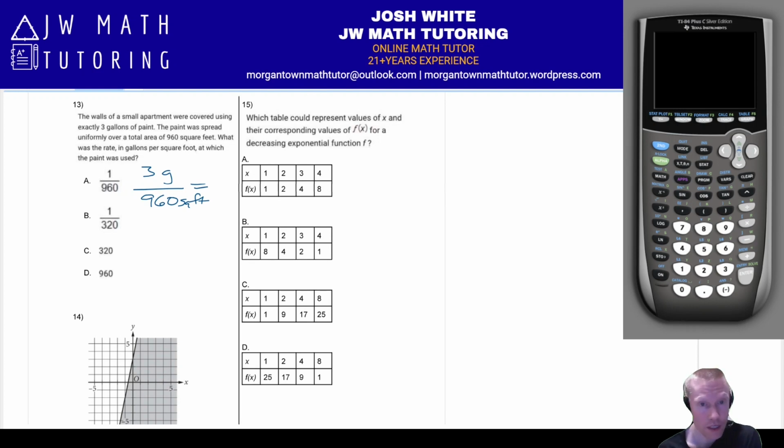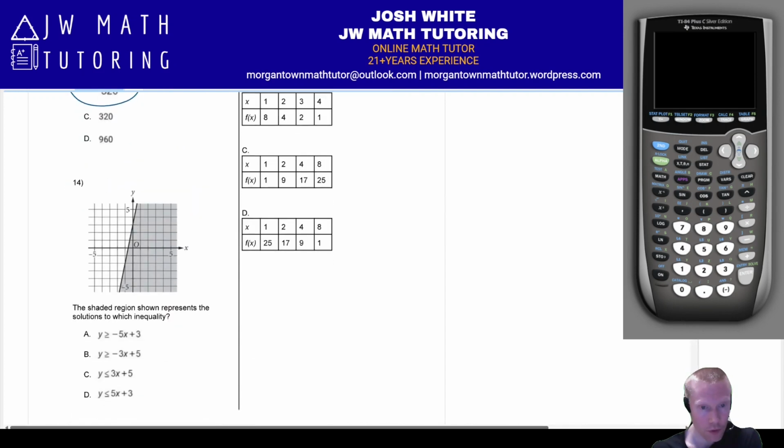And again, if you didn't know that 3 goes into 960 evenly, you could just punch that into the calculator as a fraction on a TI-84 or equivalent model, hit enter, and it's going to come back as 1 over 320. And that's it. So the correct answer is letter B. Now 14, this one I'll show you there are actually multiple ways to solve this.